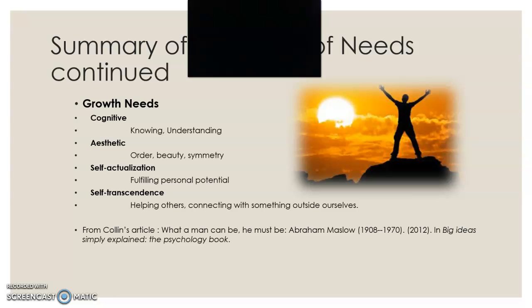Then, summarizing the next piece of the pyramid as we move up, they are called growth needs. That first growth need is cognitive, having a strong understanding and knowing of ideas and theories. Then we move up to aesthetic, recognizing order, beauty, and symmetry. Then self-actualization was where Maslow's pyramid ended in the beginning.